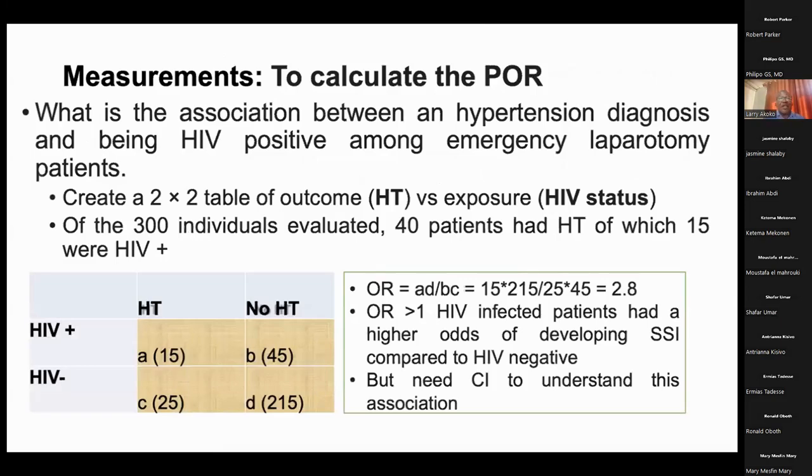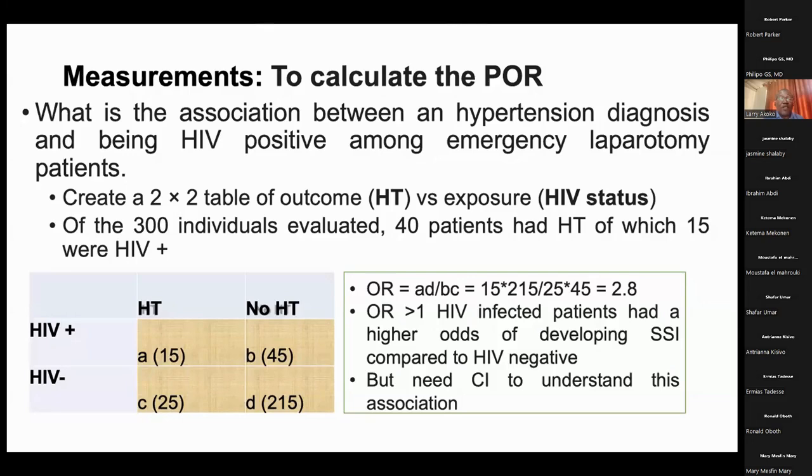So another measure of a cross-sectional study is prevalence odds ratio. And if your interest is to answer a question like, what is the association between a hypertensive diagnosis and being HIV positive among emergency laparotomy patients? So these patients are undergoing a laparotomy, and we want to know whether they have HIV or not. So trick number one is to be able to know how to create the 2x2 table.